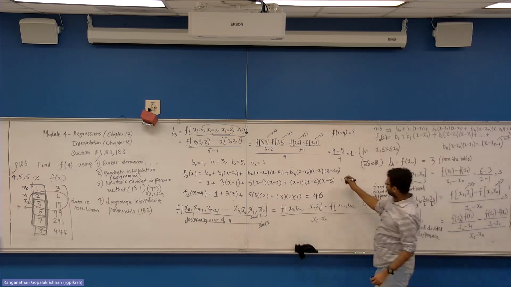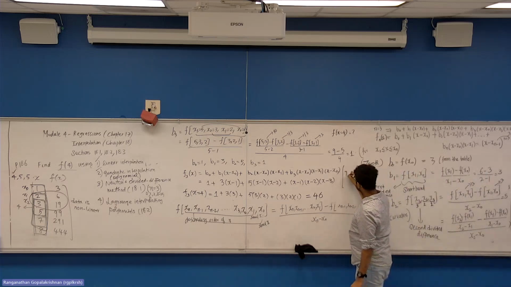So maybe I'll add a note here. This formula is valid for 1 less than x less than 5.